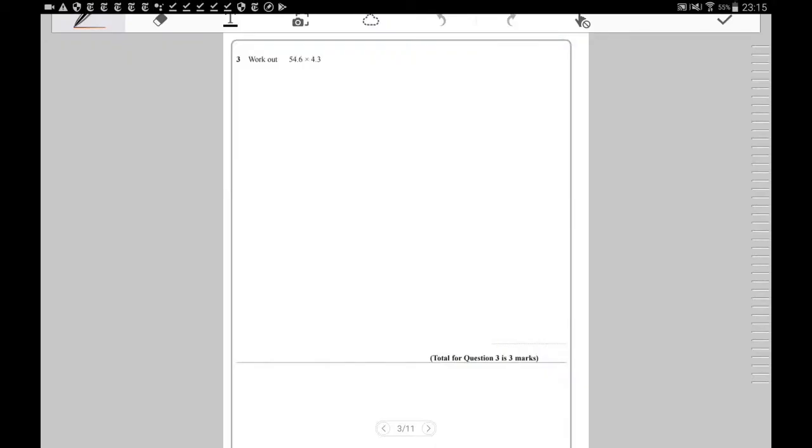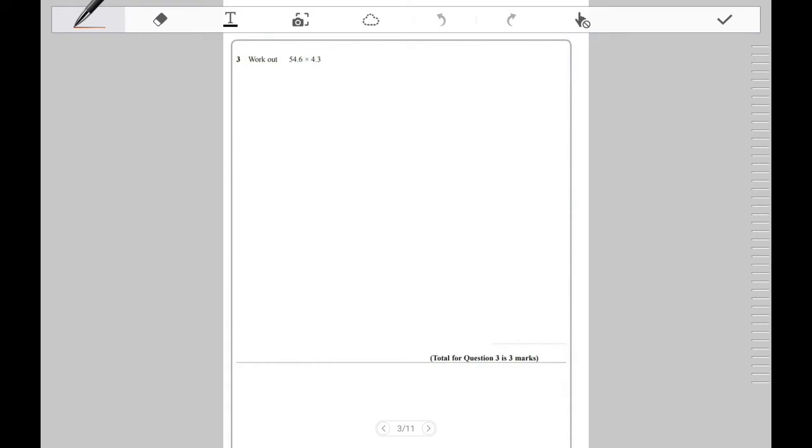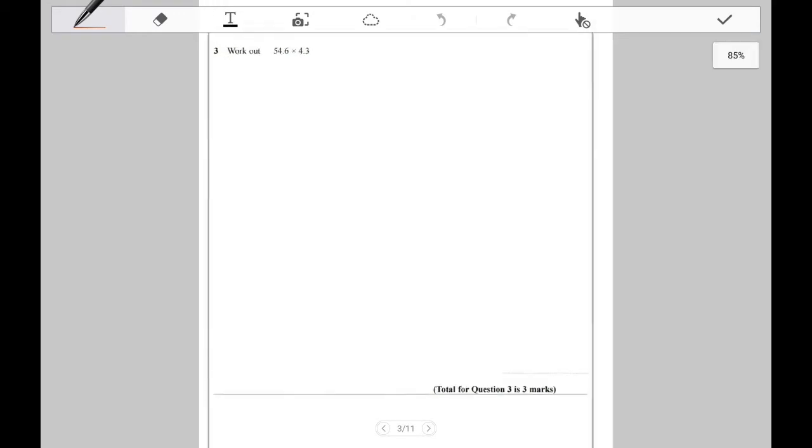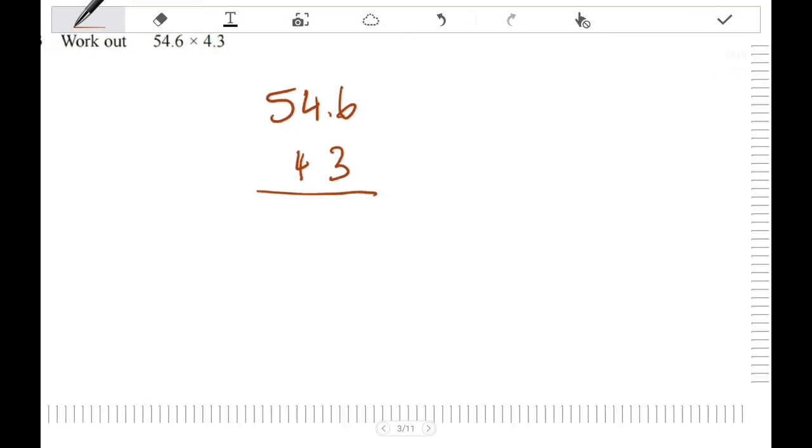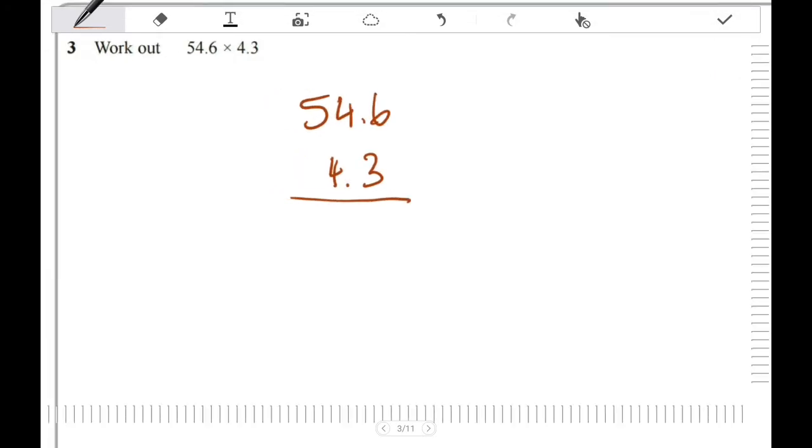So, question 3. Work out 54.6 multiplied by 4.3. Now this is something below, I would call, the standard of GCSE, because it's sort of like your times tables. Now there are two ways of approaching this. One is to, well, there is only one way, which is to multiply normally and then deal with the decimal point afterwards.